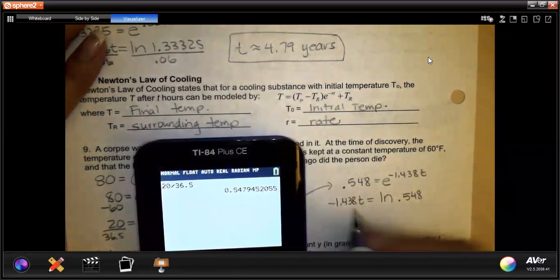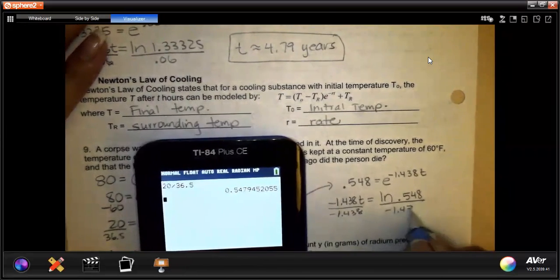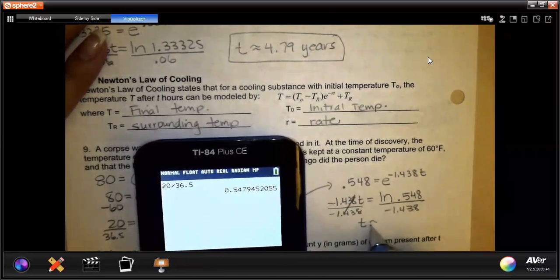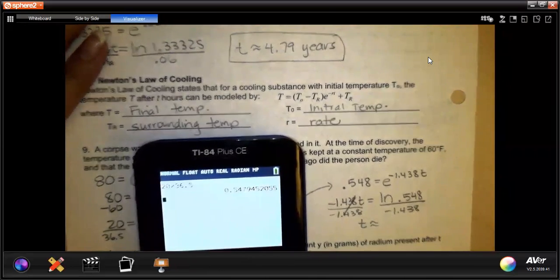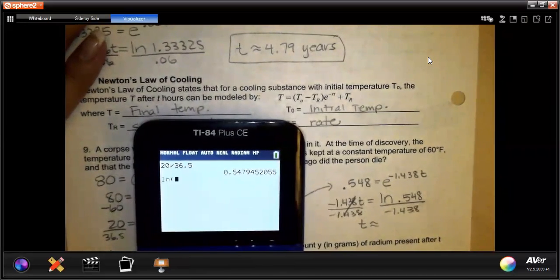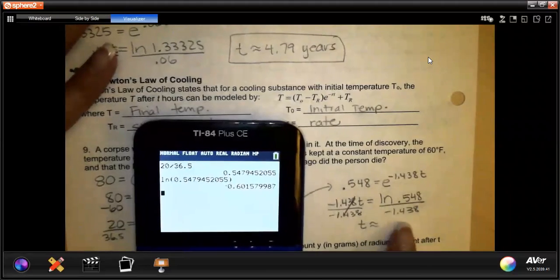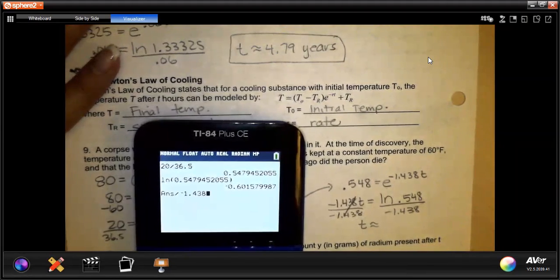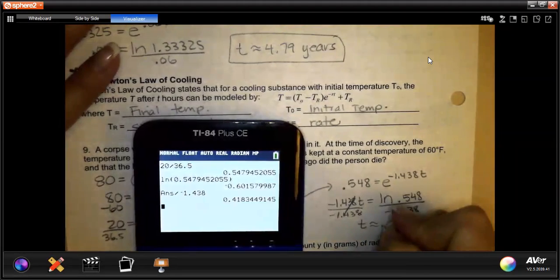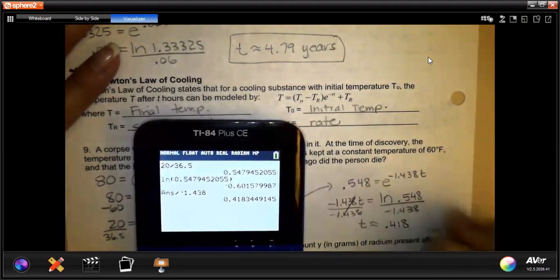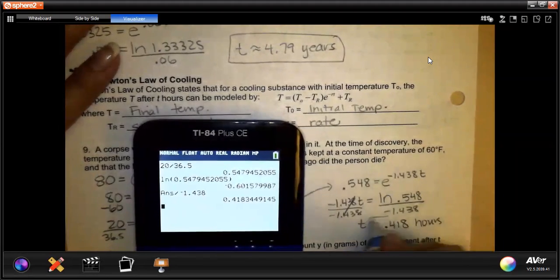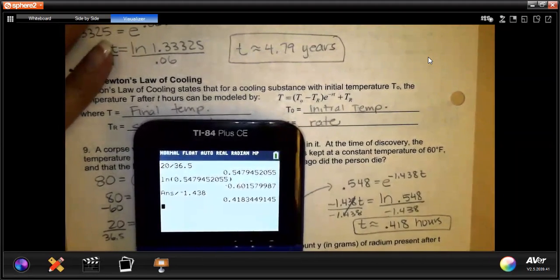All right, so when I do my last step here, I'm going to divide by negative 1.438. And now it's time to put this in the calculator. So I don't want to round when I do this on the calculator portion, so I'm going to hit the natural log. I'm going to use the arrow to copy that. And then my last step is to divide by that negative 1.438. And so we get 0.418 hours. So that is less than half an hour. So they've not been dead for a very long time.